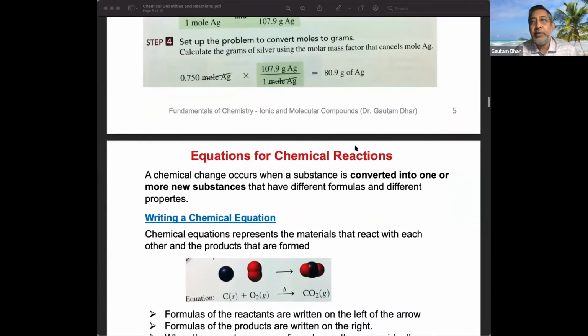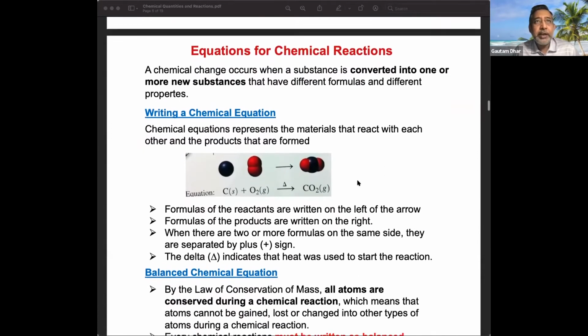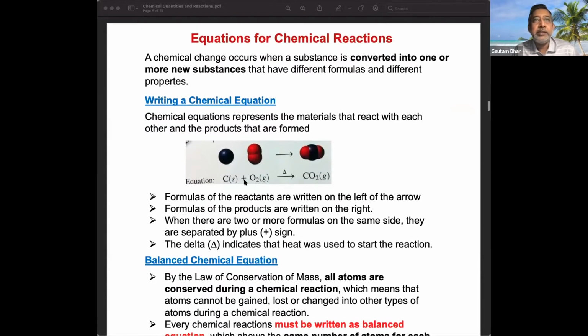Chemical reaction. So we are done with the quantities. Now writing chemical equations. When you are writing a chemical equation, you have the reactants on the left-hand side and you have the product. Now that we know formulas, we can write formulas for the reactant and the product. And here the reactants, carbon and oxygen, 2 reactants, giving 1 product, carbon dioxide.